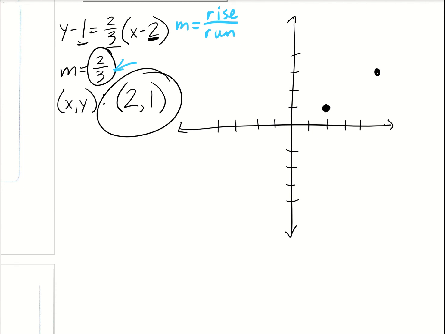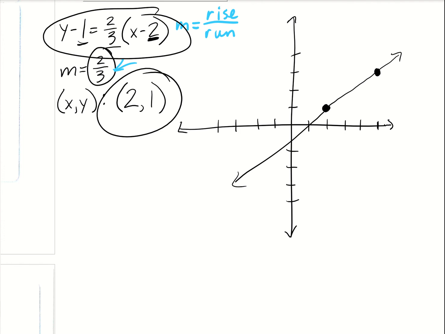I needed a 5th point. Okay, we'll put it right there. All right, so there are our 2 points. Now all we've got to do is draw a line through them. Wish me luck. Okay, I did it. It was a mostly straight line. So that's our graph for this equation in point slope form.